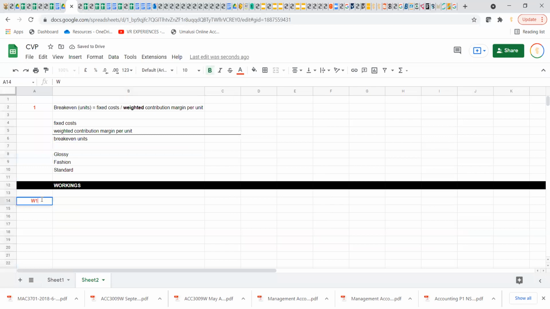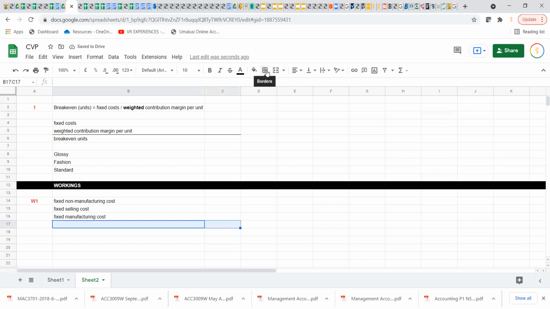Okay, so working one. Let's do the fixed cost. Now fixed costs they gave us in point 1.6, I think. The last point I think is 1.6. They gave us fixed non-manufacturing costs. They gave us fixed selling costs, and then we're going to have to calculate fixed manufacturing cost. Okay, this is going to give us total fixed cost.